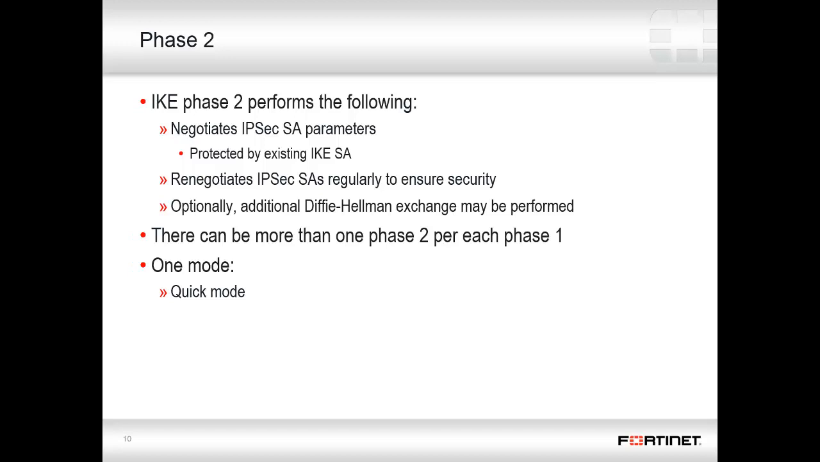We can have more than one Phase 2 in each Phase 1. As an example, for cases where we want to use different encryption keys for each subnet whose traffic is crossing the tunnel. The Phase 2 only has one mode, which is called Quick Mode.